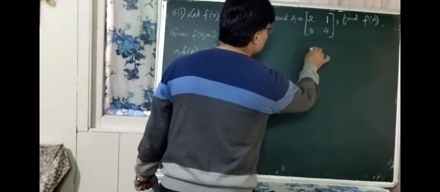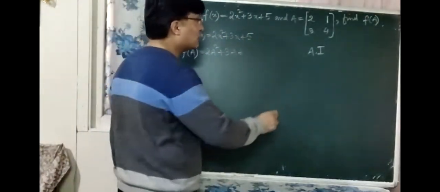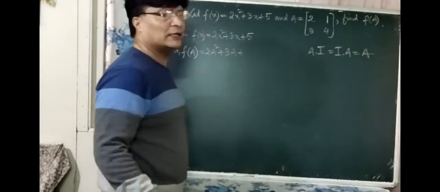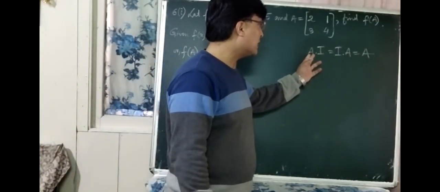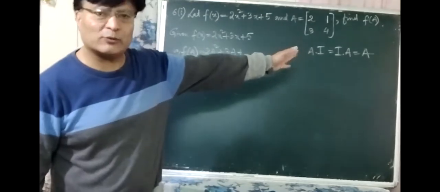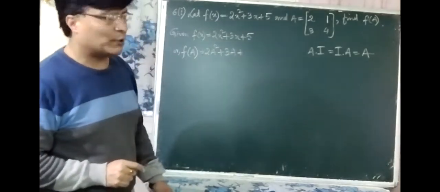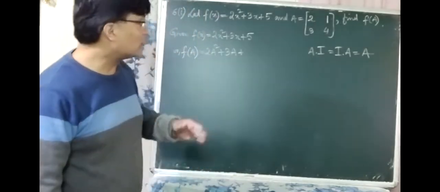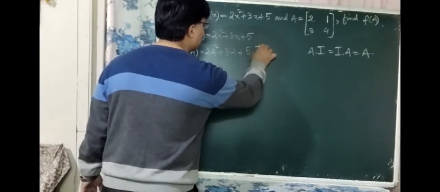So you should know this property of identity matrix. A dot I is equal to I dot A is equal to A. It is just like multiplying this matrix A by 1. Identity matrix means you think of it as 1, but you can't write 1 out there. Okay? So A dot I is equal to I dot A is equal to A. But this 5 is a scalar quantity, right? So you have to convert it into matrix. So you have to write plus 5I. You have to write 5 into I.